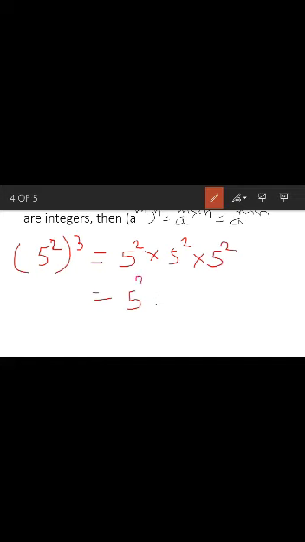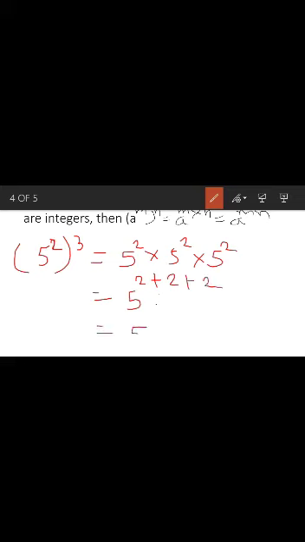Okay, we'll see the example for it. Suppose the example is like this: (5 raised to 2) raised to 3. What will it come? 5 raised to 2 multiplied by 5 raised to 2 multiplied by 5 raised to 2. Okay, what will it come, students? Now we know that a raised to m multiplied by a raised to n is equal to a raised to m plus n. So what will it come? 5 raised to 2 plus 2 plus 2.